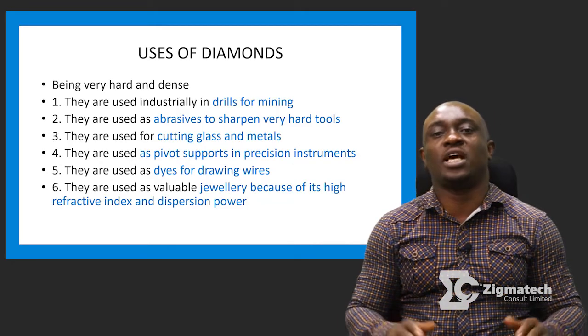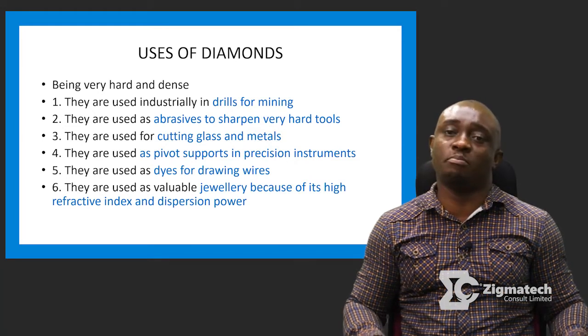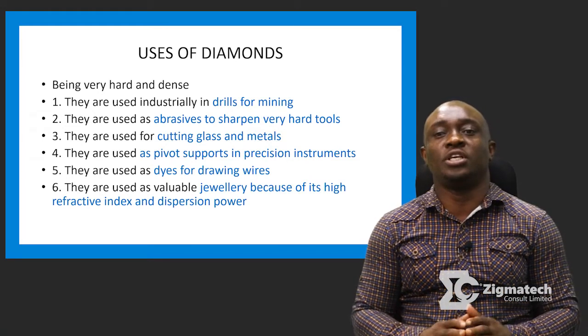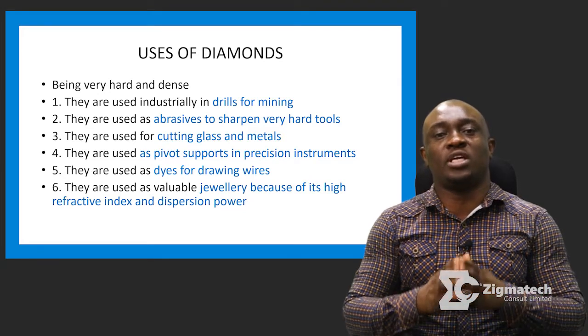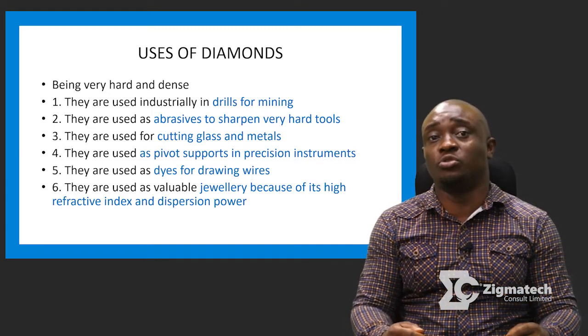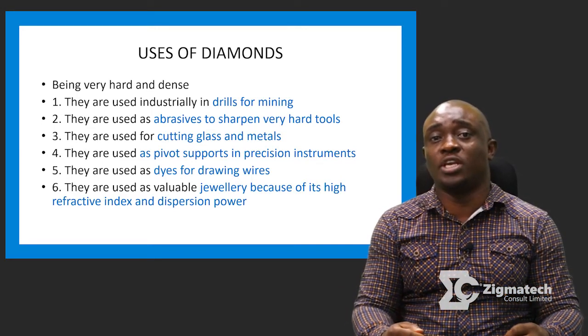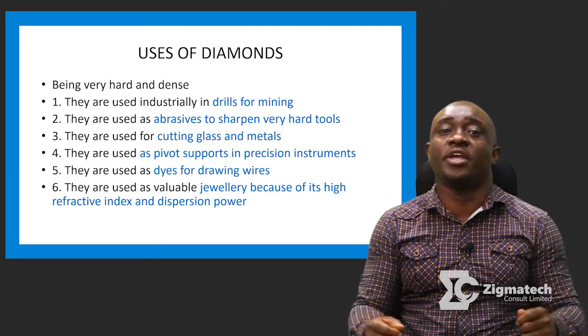Uses of diamond. What are the things we can use diamond to do? Being very hard and dense, diamond can be used in the industry in drilling for mining. When you are mining from the ground, under the sea, or beneath the rock, you need a hard substance. So diamond is used in producing such equipment, knowing that the equipment will be able to pierce through the rock, which is very, very hard.